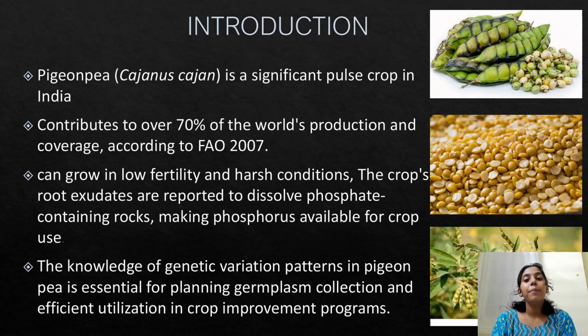Coming to the introduction, PGNP or Cajanus cajan is a significant pulse crop in India. It contributes to over 70% of the world production and coverage according to the FAO in 2007. These pigeon peas can grow in low fertility and harsh conditions. The crop's root exudates are proposed to dissolve phosphate containing rocks, making phosphorus available for the crop's use. The knowledge of the genetic variation pattern in pigeon pea is essential for planning, germplasm collection, and the efficient utilization of crop improvement programs.